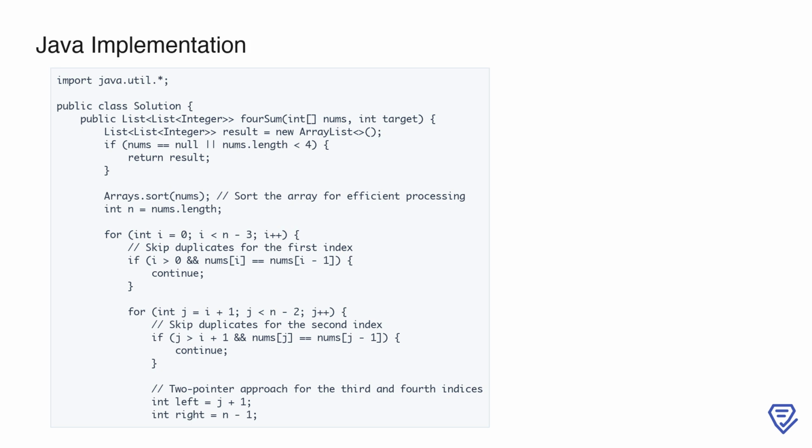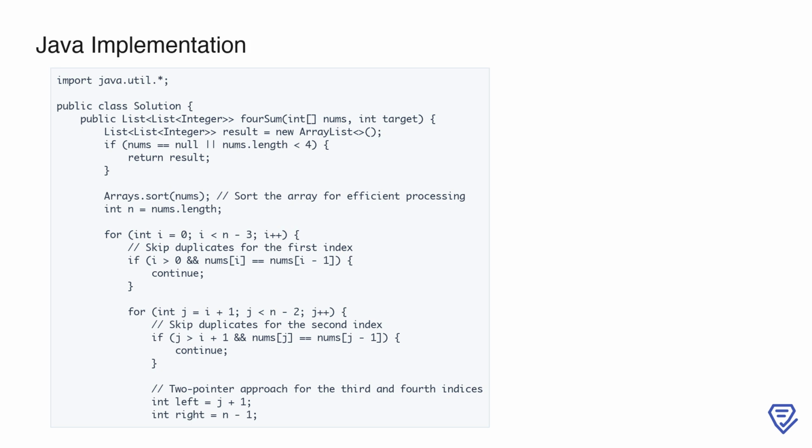If the input array is null or has fewer than 4 elements, we immediately return the empty result since it's impossible to form a quadruplet in such cases. Next, we sort the array to simplify the process of identifying and skipping duplicates. Sorting also helps optimize the two-pointer approach that we'll use later.